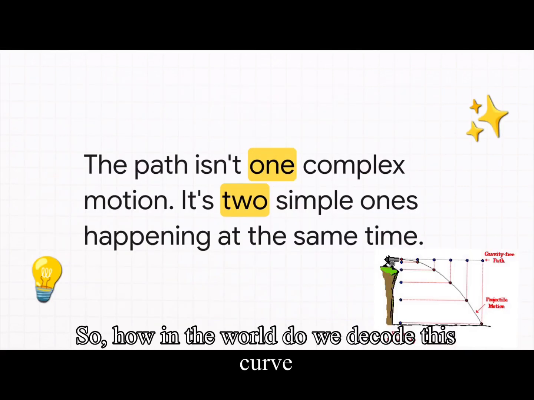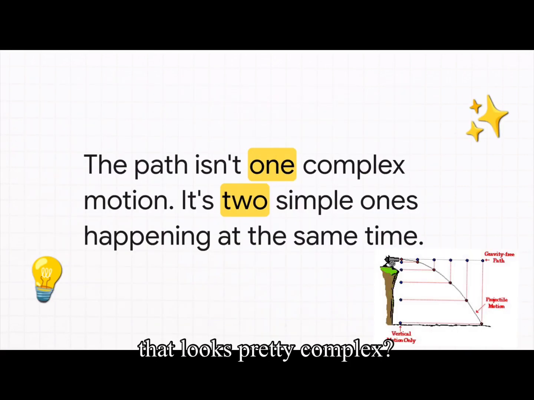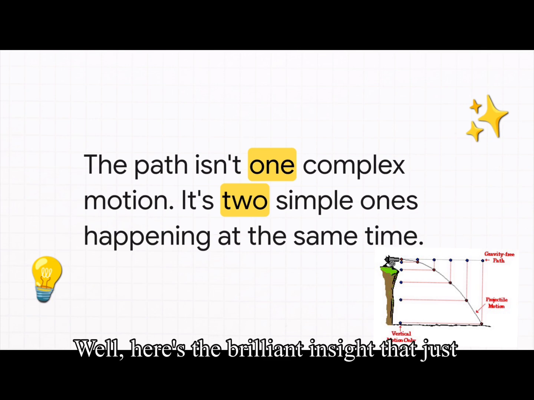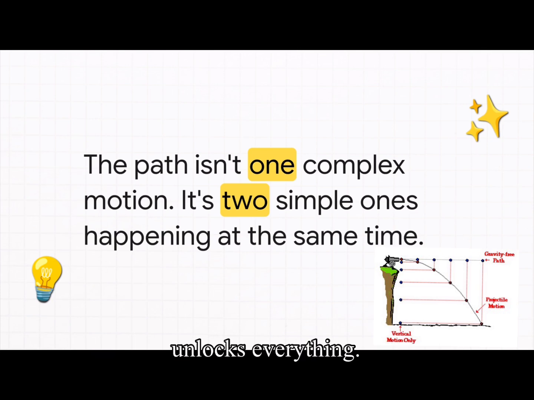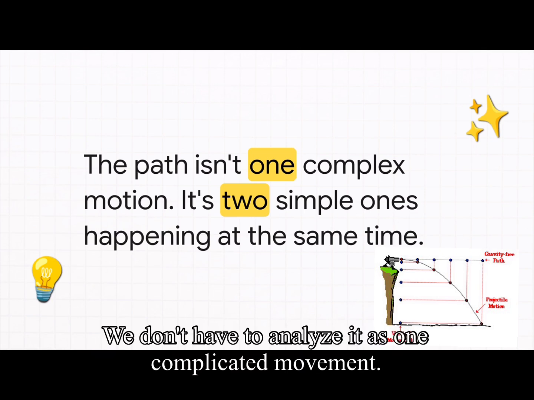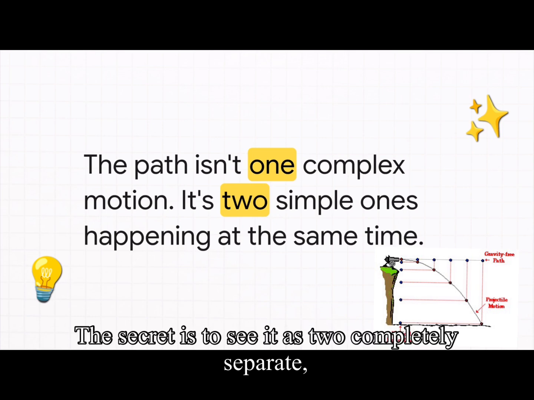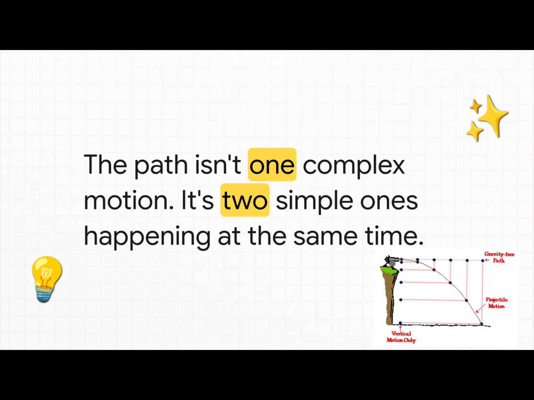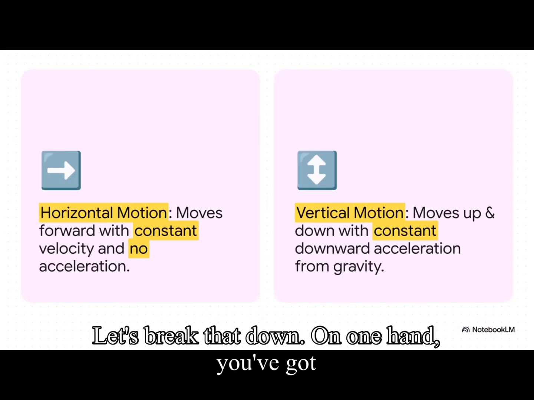So how in the world do we decode this curve that looks pretty complex? Well, here's the brilliant insight that just unlocks everything. We don't have to analyze it as one complicated movement. The secret is to see it as two completely separate, much simpler motions that are happening at the exact same time. Let's break that down.